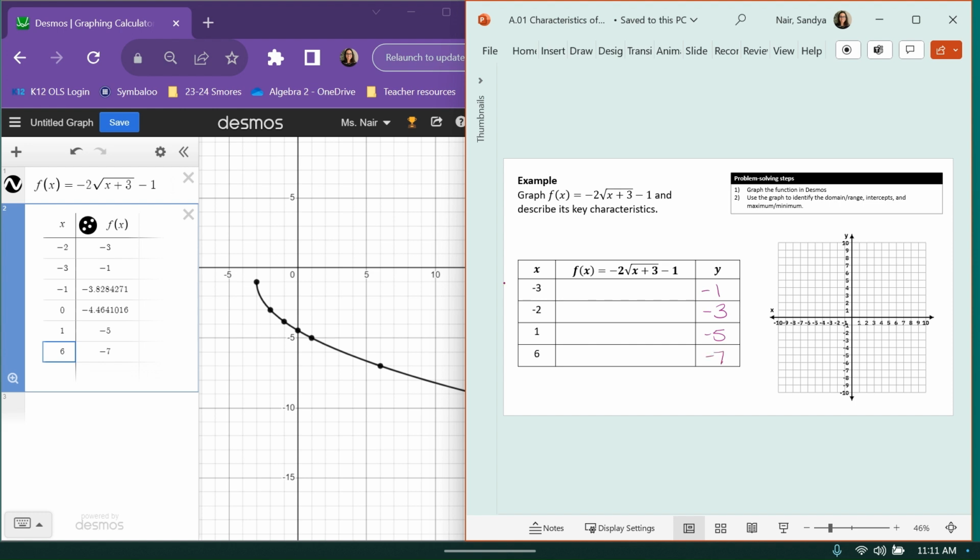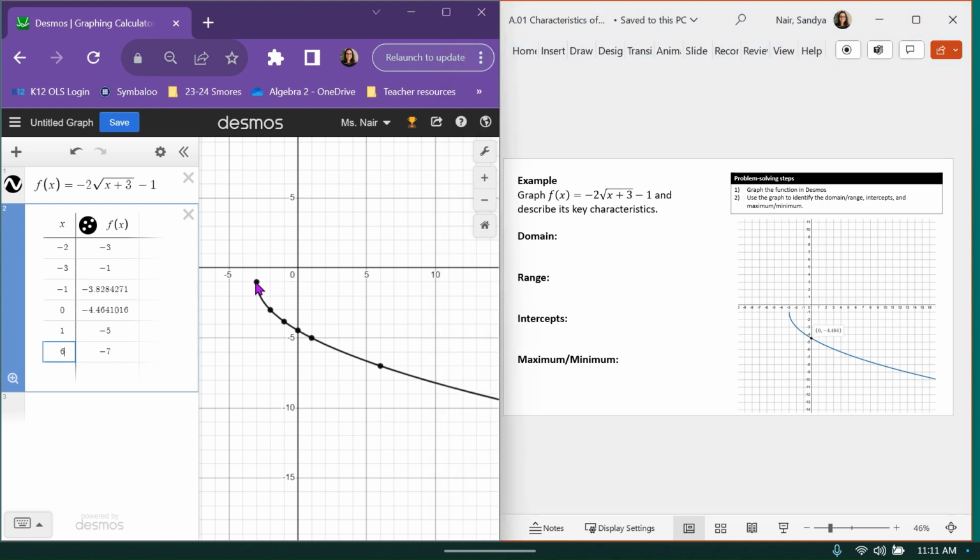So let's go ahead and plot these points. So we have (-3, -1), (-2, -3), (1, -5), and (6, -7). And so if we go ahead and connect these points, you can see we can create the graph of this function. So now let's look at the key characteristics.